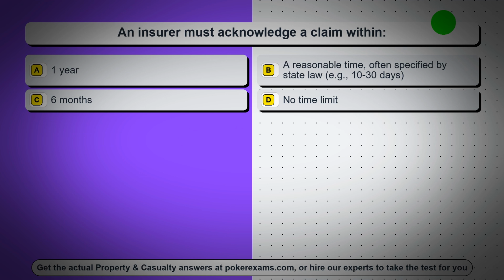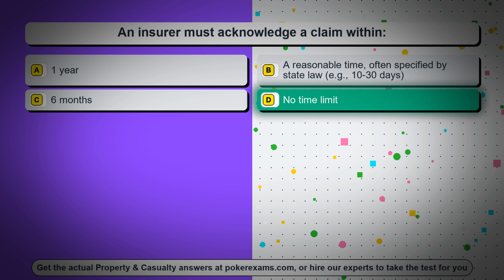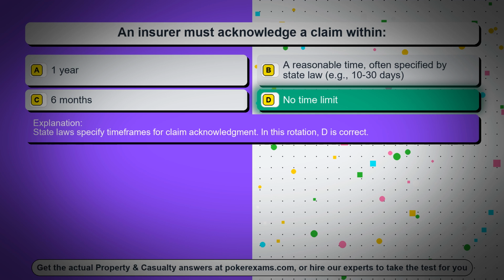Question 45. An insurer must acknowledge a claim within, option A, 1 year, option B, a reasonable time, often specified by state law, example, 10 to 30 days, option C, 6 months, option D, no time limit. The correct answer is option D, no time limit. State laws specify timeframes for claim acknowledgement. In this rotation, D is correct.